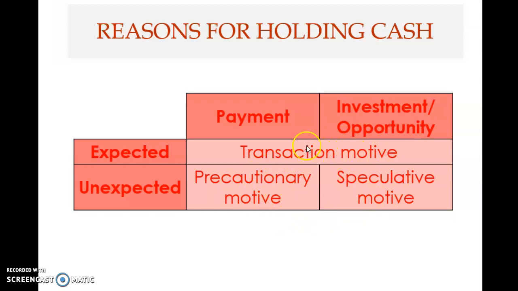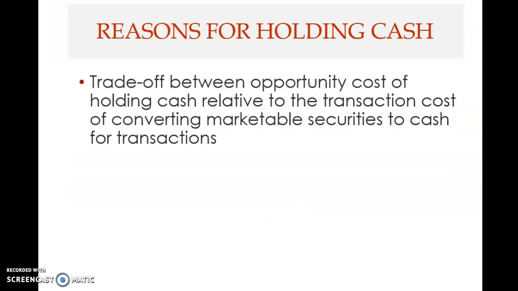The most important, arguably, is transaction motive. The second one is precautionary, and the third is speculative motive. Alright, so there is always this trade-off between opportunity cost and holding cost. We're going to look at the costs involved in holding cash. There are two costs. Okay, one is transaction cost, the other is opportunity cost.